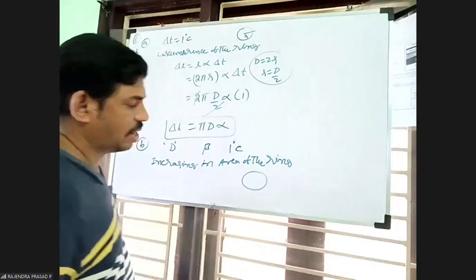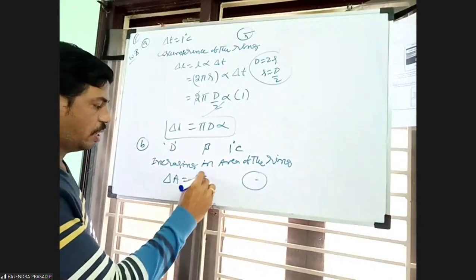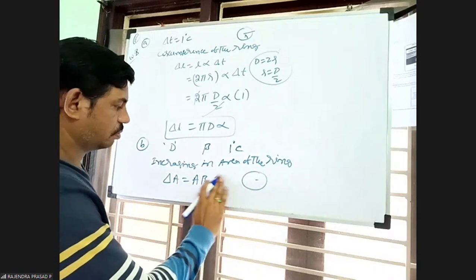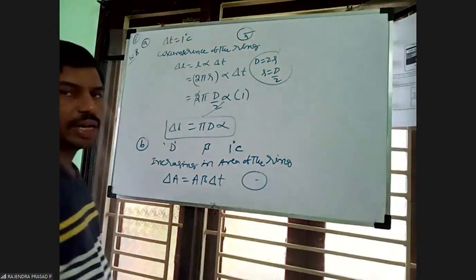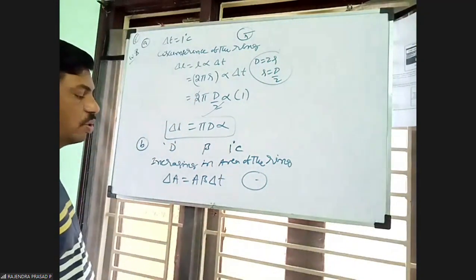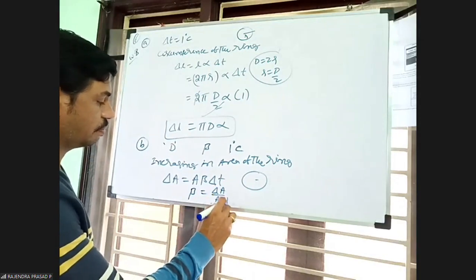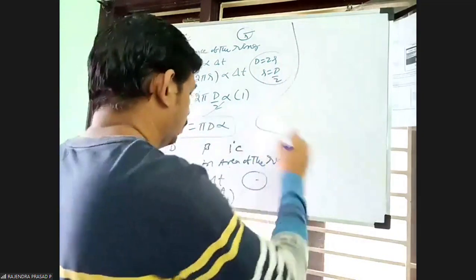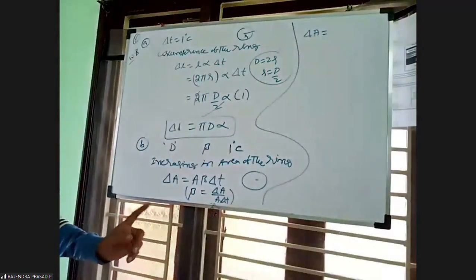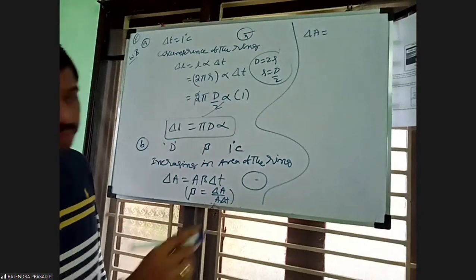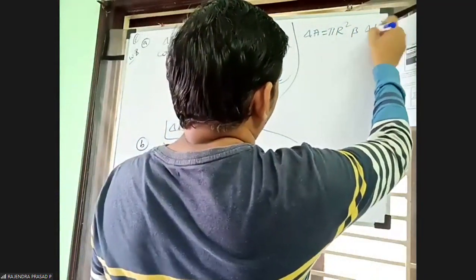So delta A is equal to A beta delta T. So beta is equal to delta A by A into delta T. What is A? A is pi r square. So delta A is pi r square into beta into delta T.